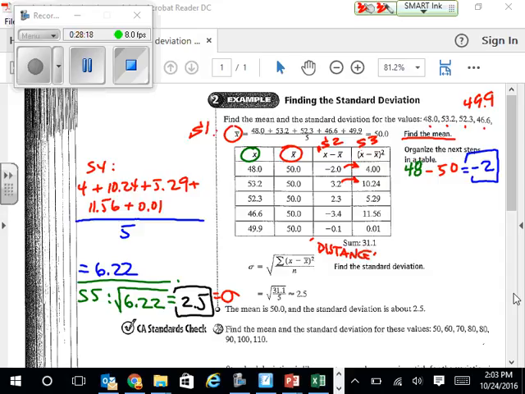Dang it. All right. I think it's a lowercase sigma. Yeah. All right, pause.